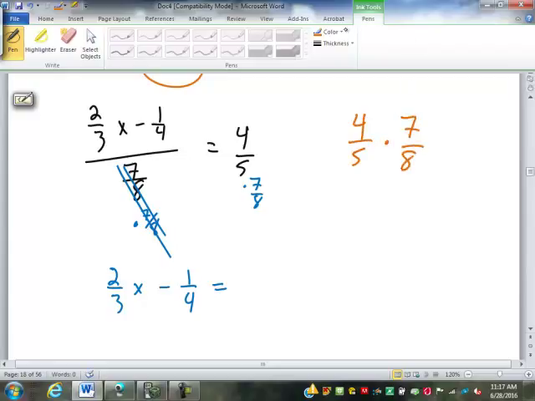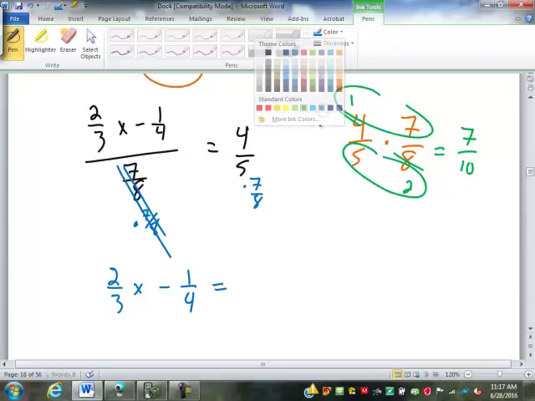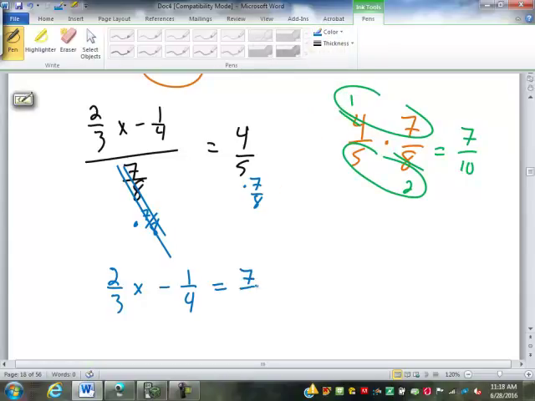Do I have to do any reciprocals or anything? No, I'm just multiplying. But I can cross cancel. 4 and 8 both divide by 4. Give me 1 and 2. 1 times 7 is 7. 5 times 2 is 10. So this is 7/10 here. So I'm going to pause, take a breath. Any questions? Same process, just a little uglier because we had to calculate with the fractions.